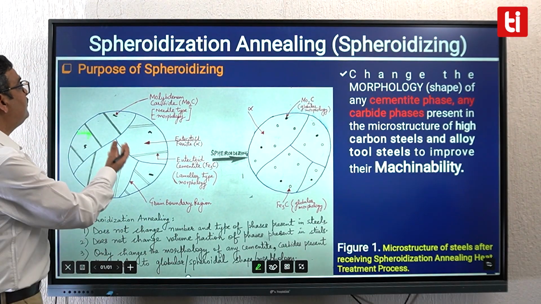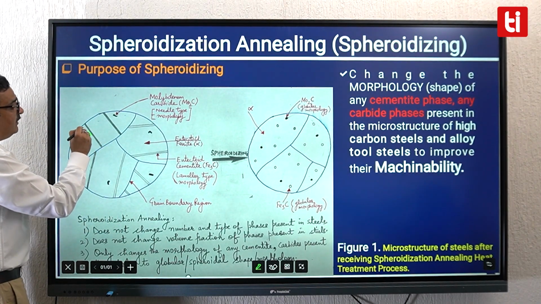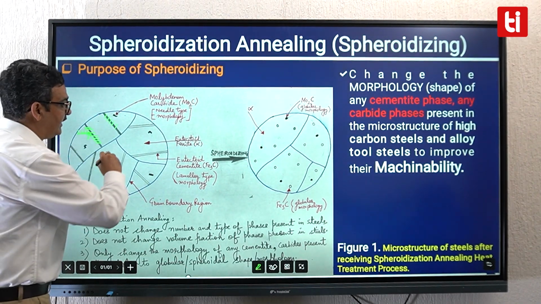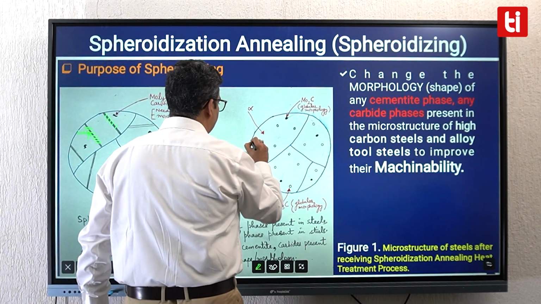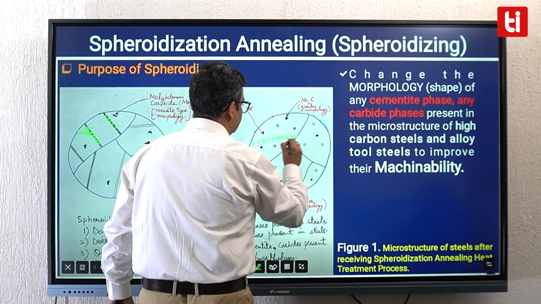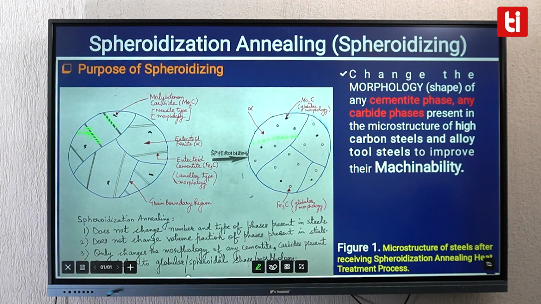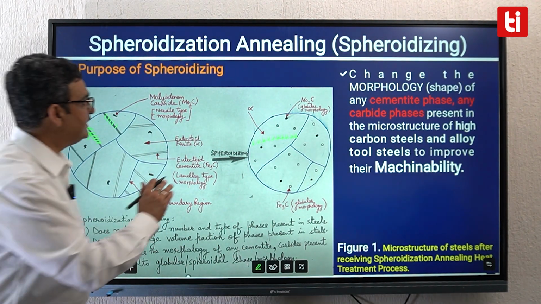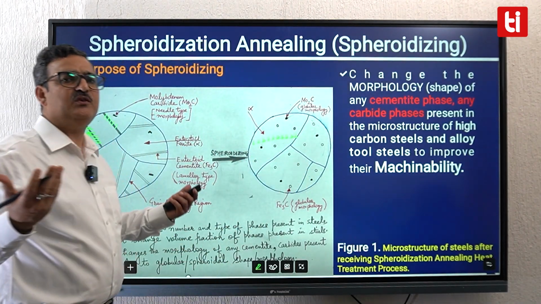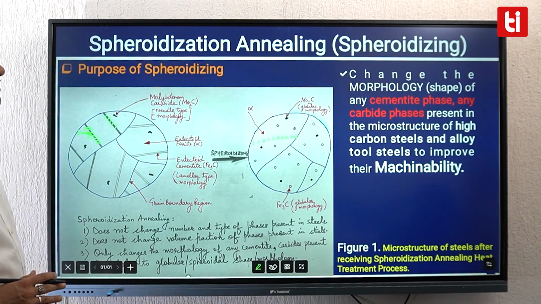So what we are trying to do through spheroidization annealing is we are trying to change the morphology of cementite. So once spheroidization annealing has been given, as the cutting tool now moves, because of the absence of any lamellar type of cementite, there is less obstruction given to the movement of the dislocations. Very good machinability would occur. So that's the objective of spheroidization annealing.